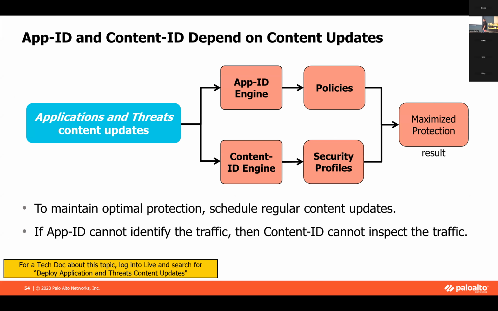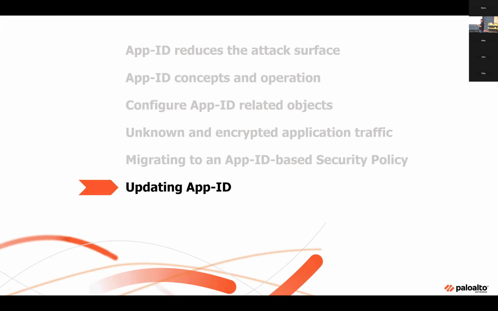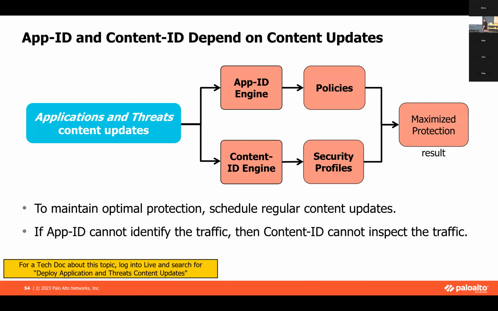All right, so that App-ID is a database that comes from Palo Alto. To get the latest version, you get the applications and threats content update. That comes from the App-ID engine through your policies and then maximizes the protection. Same way with Content-ID, you can see that as it goes in through and filters it in. If App-ID can't identify that traffic, then Content-ID cannot actually inspect the traffic.